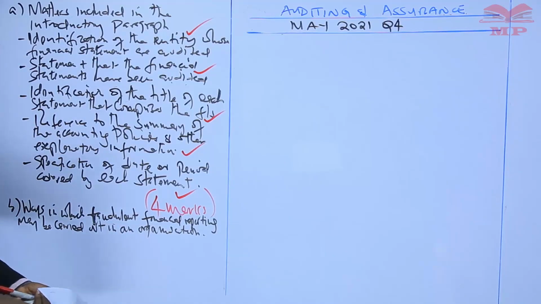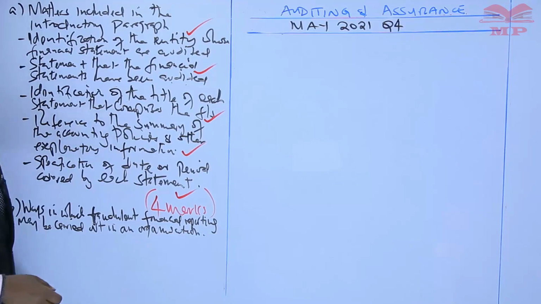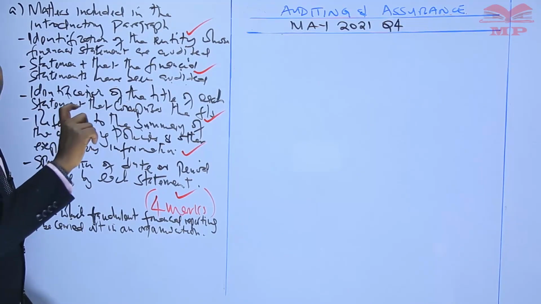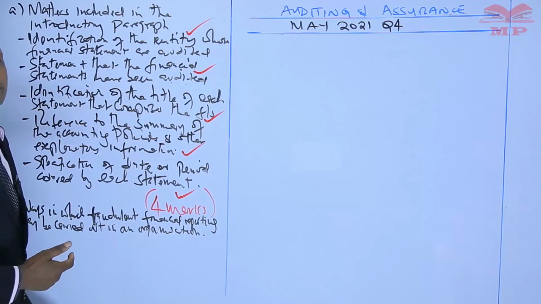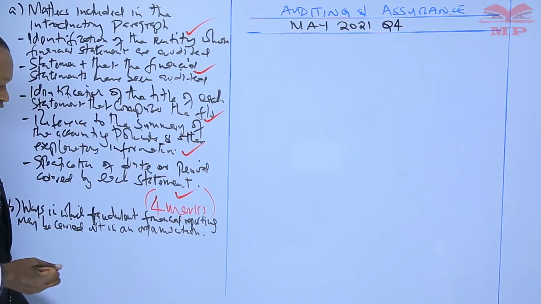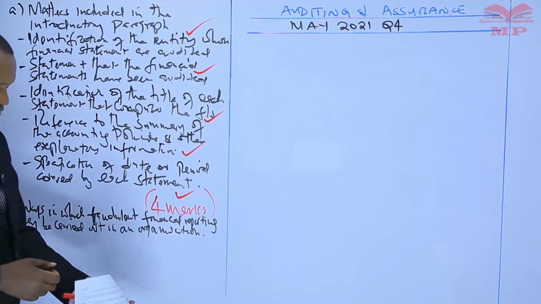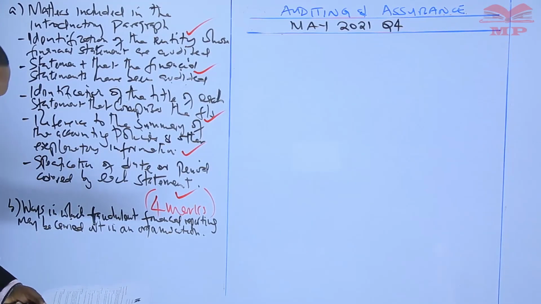Now, fraudulent financial reporting involves intentional misstatements, including omissions of amounts or disclosures in financial statements to deceive the financial statements users. It's a deliberate move to deceive the users of financial statements. And it can be accomplished in various ways. Candidates were to identify 2 ways in which fraudulent reporting might be carried out in an organization.